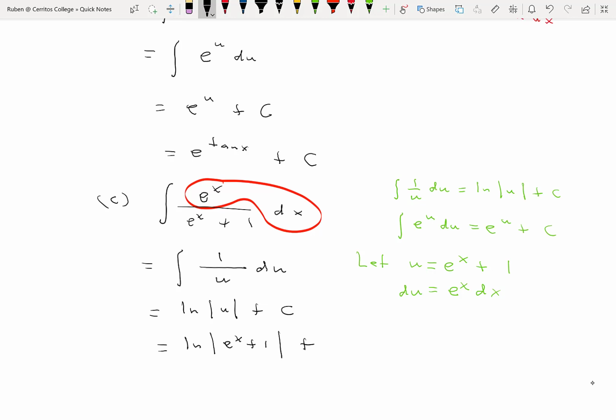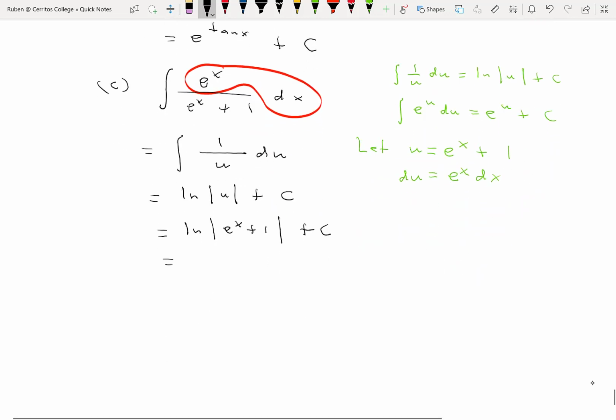And I want you to think about this for a second. Can I do anything else with this? Can I distribute the logarithm? I was hoping you were thinking, no, you can't distribute logarithms inside of addition or subtraction. However, something's happening here that happened in the last video.